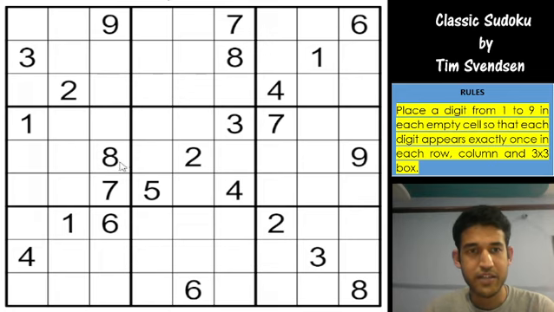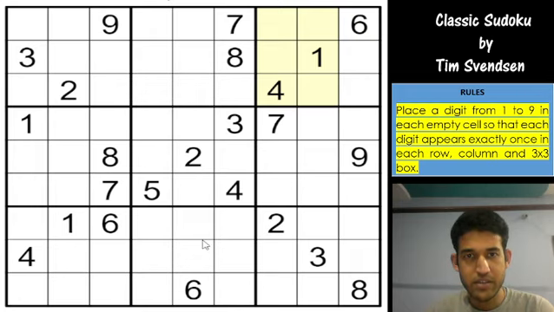And let us start the Sudoku now. Rules are simple. Classic rule standard. Each row, each column and 3 by 3 box in the grid will have digits from 1 to 9 without any repetitions. So having said that, we'll start this Sudoku now by Tim Swenson.